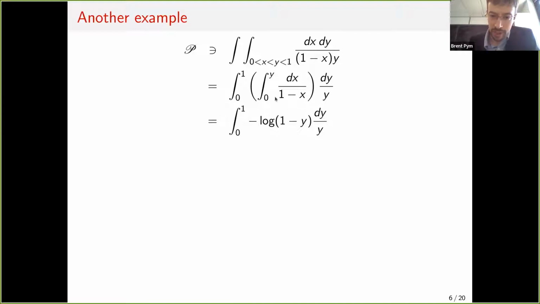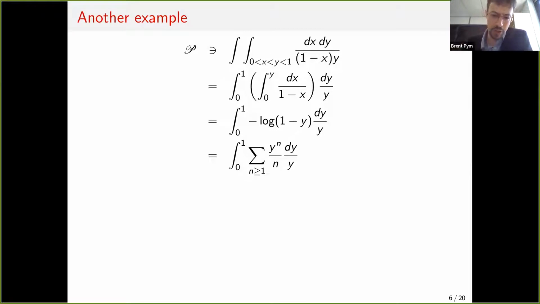This integral with respect to x is a familiar one. It's a logarithm of 1 minus y, so I just use the fundamental theorem of calculus. And now I have to do something a little bit less familiar. I have to take the function log of 1 minus y divided by y and integrate that with respect to y. I don't know about you, but I didn't see this one in my calculus class. The reason is that this is an integral which doesn't have a name like logarithm. It has a name, but it's less familiar.